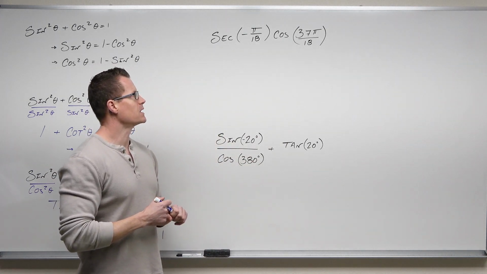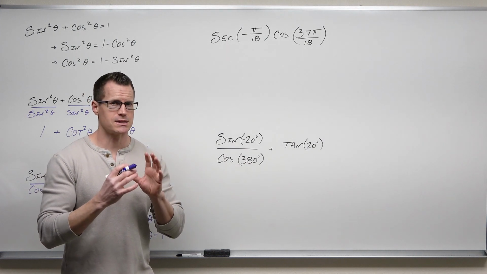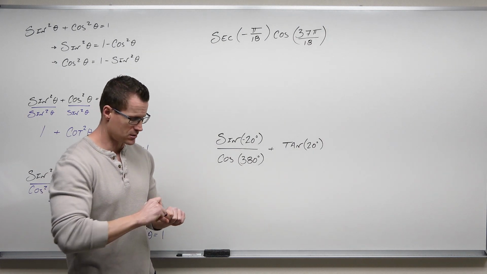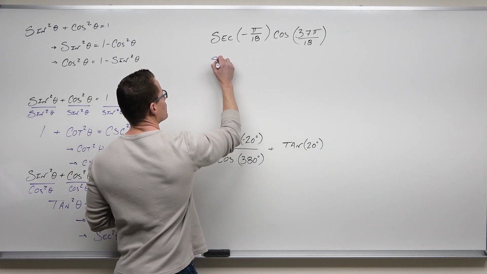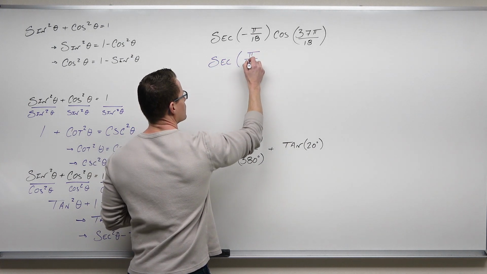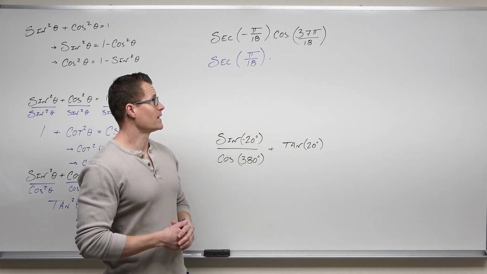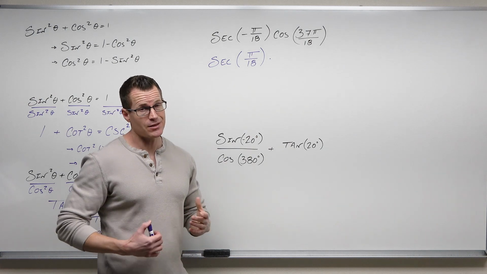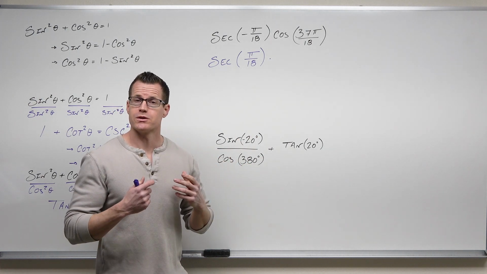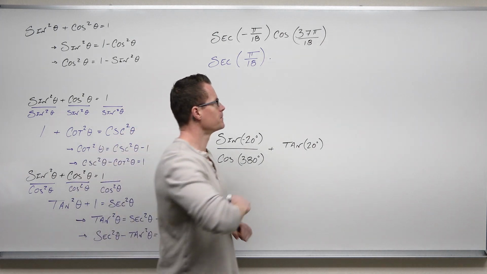Firstly, secant of negative pi over 18. I don't want to deal with the negative angle, so let's use the fact that secant is even and change it to secant of positive pi over 18. Now, I don't really like cosine 37 pi over 18 either, so that goes more than one revolution around that unit circle. We understand, hopefully, that the period of cosine is 2 pi.